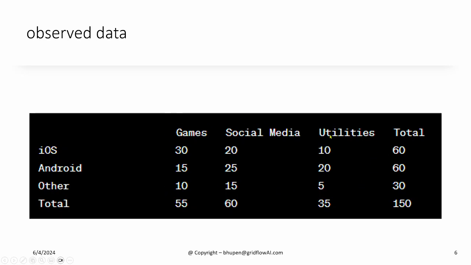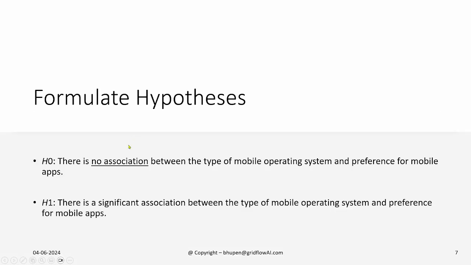Now, with that data, we need to build the expected data. So this is the observed data. From the observed data, we have to compute the expected data. Essentially, what we need to do is a row sum for each of the rows, and then a column sum for each of the columns. Then we go to the next step, and we compute the expected frequency.